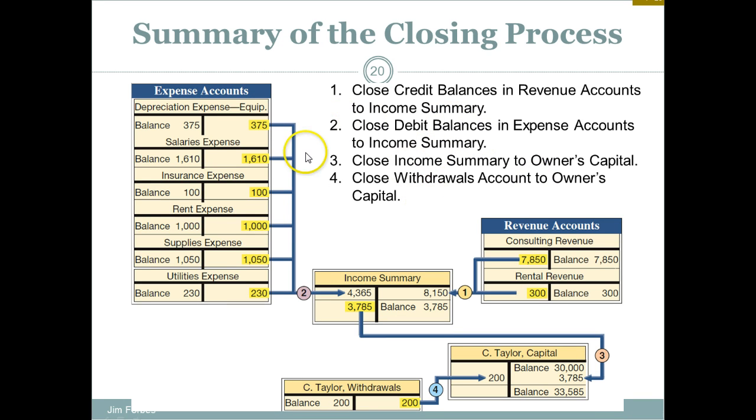And here's your summary. You close out all of the expenses into your income summary and move the balance over. And the collection is in your capital account. And when we get into corporations, this is what's called the retained earnings account.